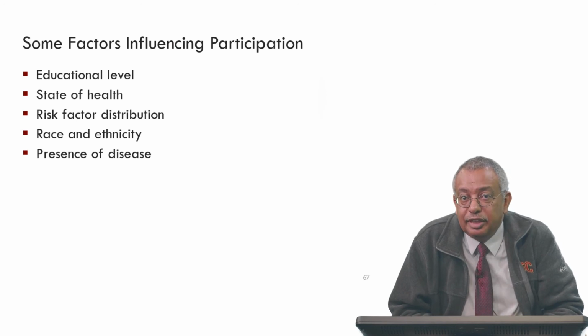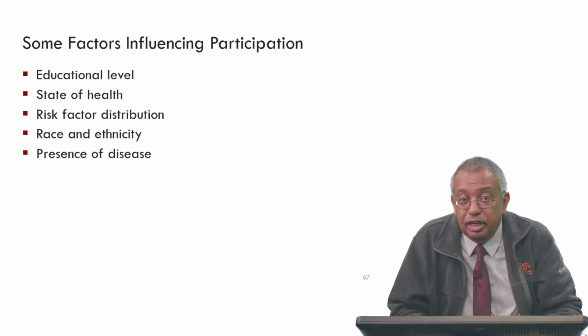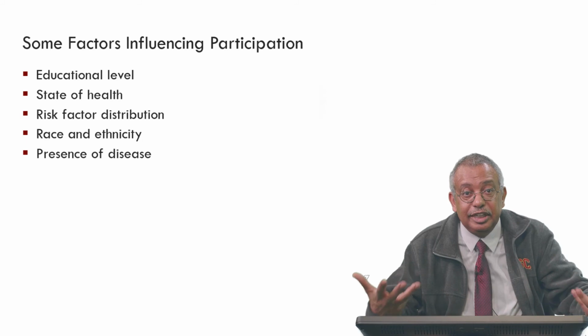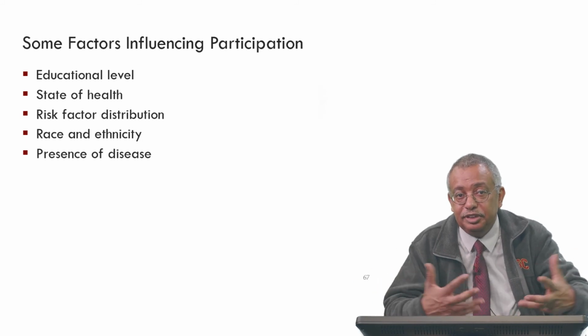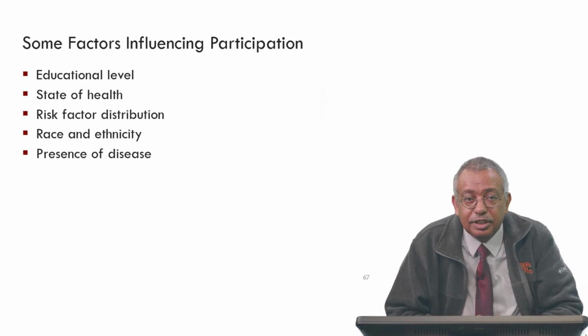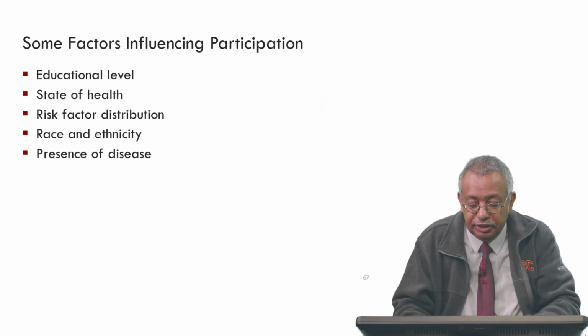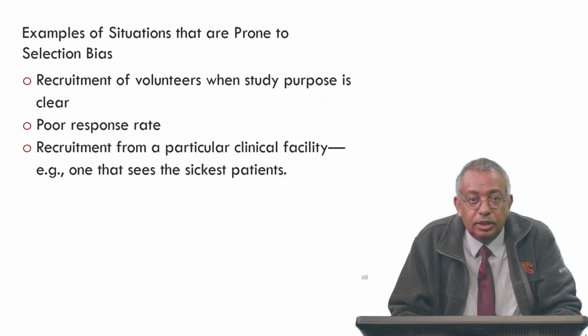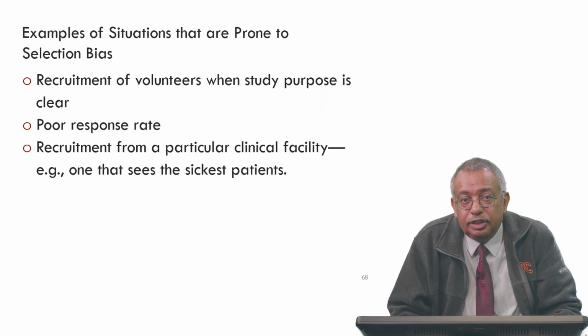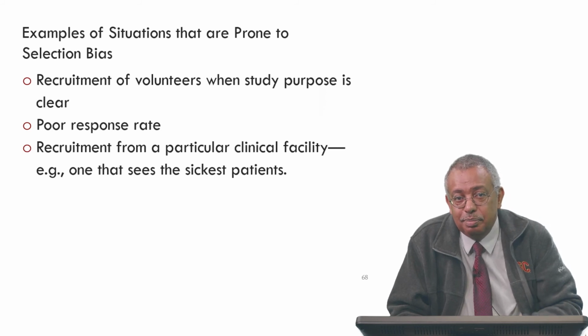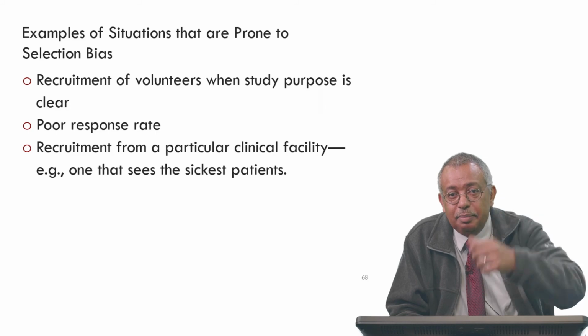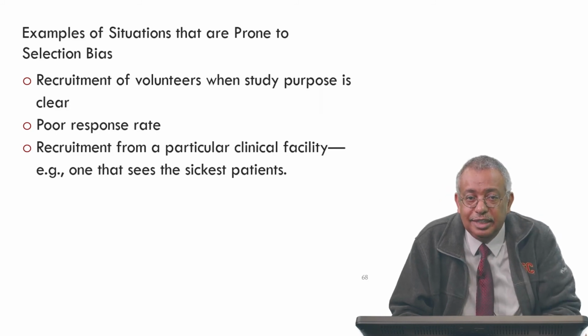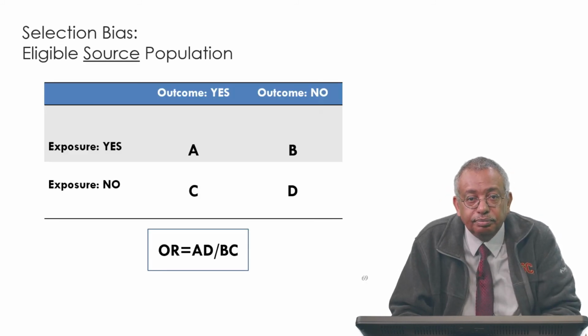There are many factors that influence participation. It could be the educational level of the participants, or the state of health of the participant, severity of the condition, or some other factors. Risk factor distribution, race, ethnicity, presence of disease; many factors actually come into play. So there are many situations where selection bias is more likely, and there are some examples here that would lead to that kind of situation.